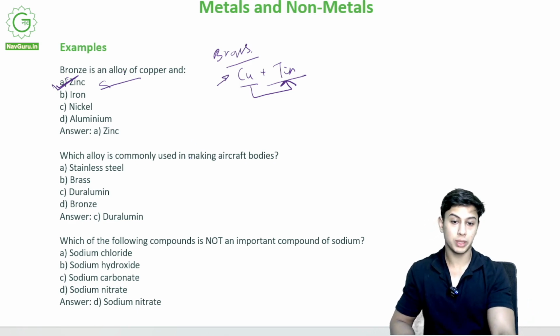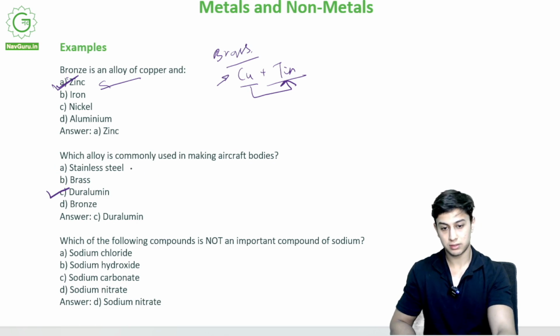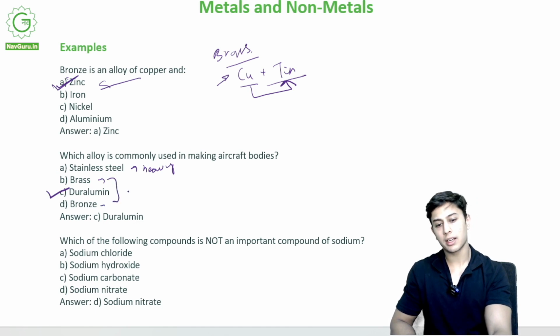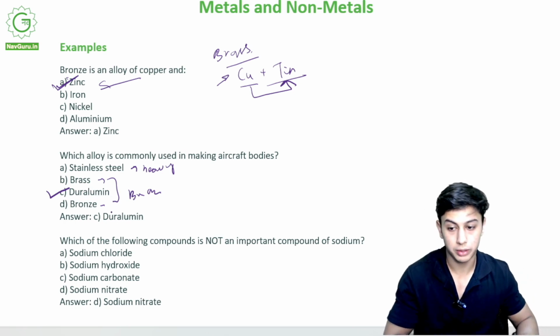Which alloy is commonly used in making aircraft bodies? Stainless steel, brass, duralumin, bronze. Why duralumin? Because it is lightweight. And why not steel? It is strong, but it is heavy. Brass as well, bronze, these will break. Duralumin is strong and lightweight, so we can use duralumin.